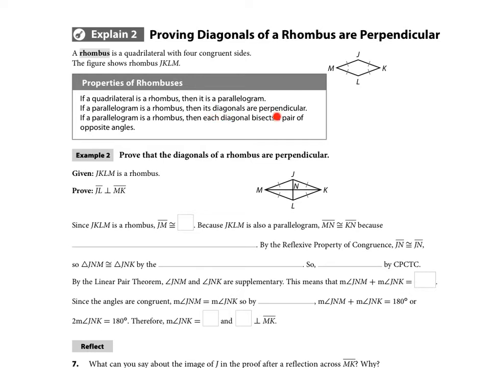Its diagonals are perpendicular, so they're going to intersect at right angles. And if a parallelogram is a rhombus, then each of its diagonals bisects a pair of opposite angles. Another way to state all this is that it has basically 2 lines of symmetry through the diagonals. So it can fold itself from left to right or from top to bottom. Keep that in mind. So in example 2 here, we're just going to fill in as we go.